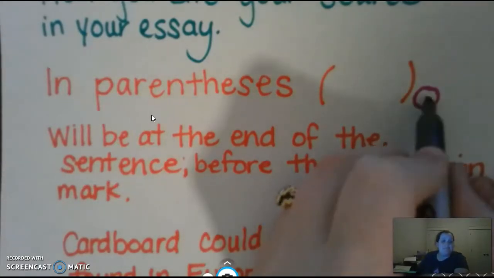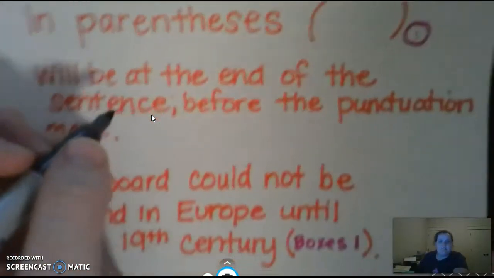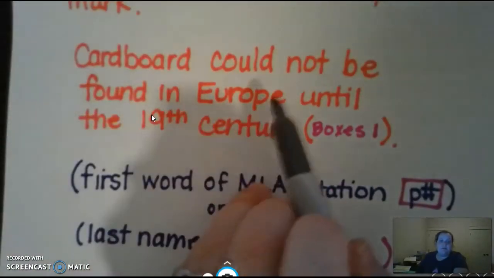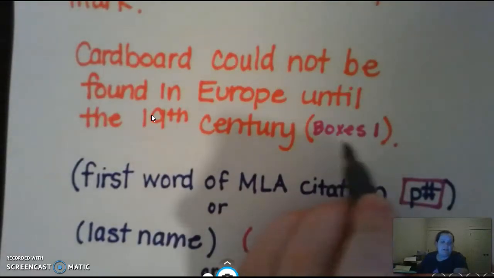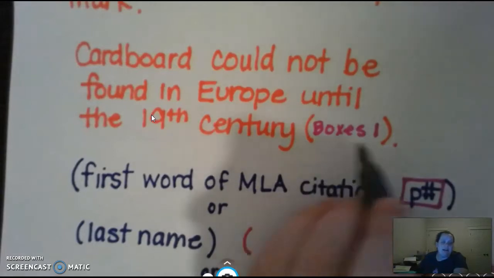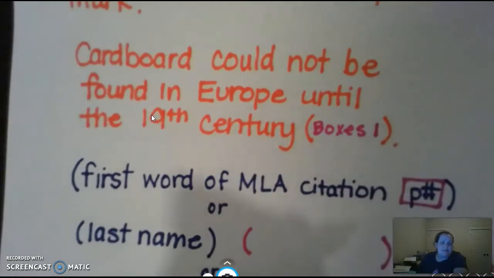Okay, and it's going to be followed by the punctuation mark always. Okay, so that's what that says right there. So here's an example. Cardboard could not be found in Europe until the 19th century. So that came from an article called Boxes, and it was found in paragraph 1. So I have my parenthesis, the in-text citation that you should have already created, and then a period.